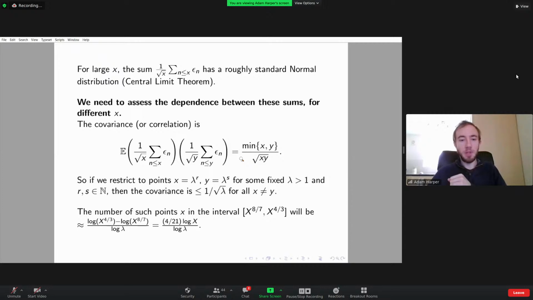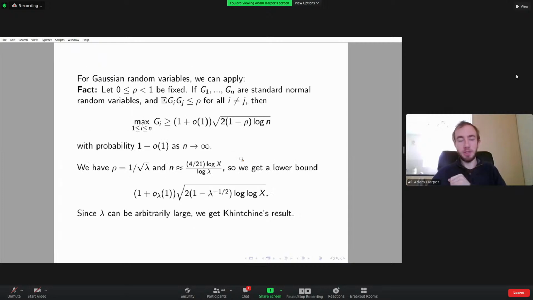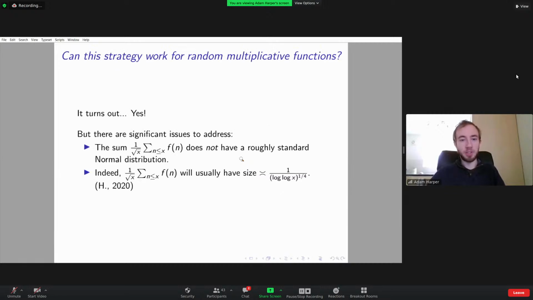So can we do something like this for random multiplicative functions? This is going away from the strategy that Harper introduced in his paper, which I haven't actually explained to you how it worked, and going back to something more like the classical probabilistic approach, proving the existence of large fluctuations. Well, of course, the answer is yes, because otherwise I wouldn't have spent that time telling you about it. But there are some significant issues.